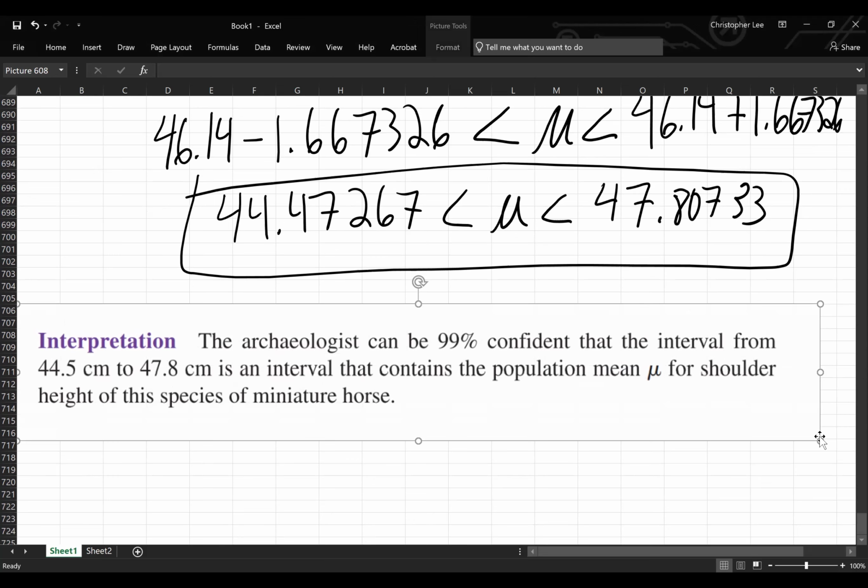So real quick, last couple of things I'm gonna say. The archaeologists can be 99% confident that the interval from 44.5, they rounded it up, to 47.8 is an interval that contains the population mean mu for the shoulder height of the species of miniature horse.